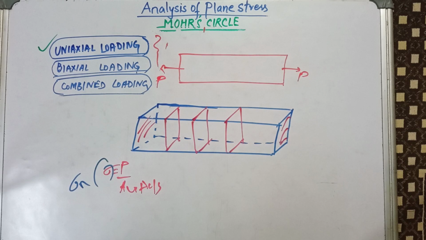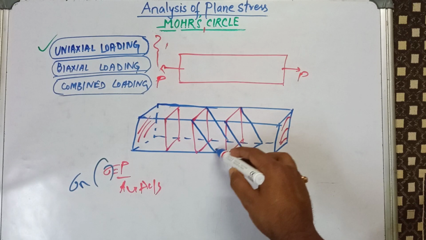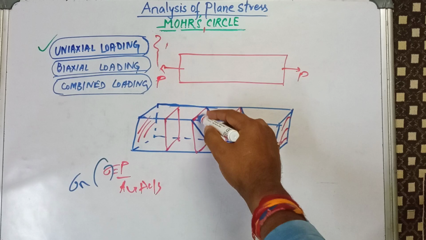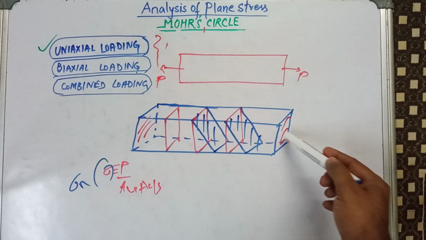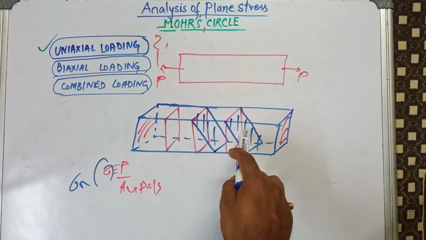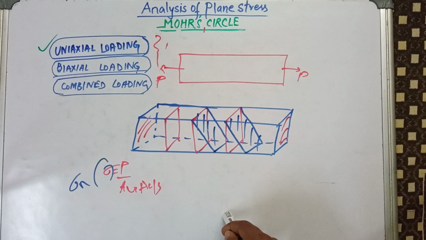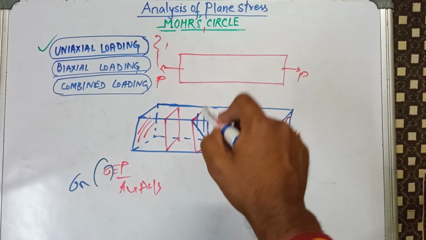But my dear, there may be planes inclined like this also. There may be planes inclined like this, isn't it? Why am I saying maybe? There are definitely planes inclined like this. In these planes, I am drawing these hatched lines. In these planes, definitely there is normal stress as well as shear stress. Shear stress may be absent in these cross-sectional planes, but in these planes, shear stress may be present. We need to find the value of the maximum shear stress, because if this material is ductile, then it is weak under shear. So what is the shear stress induced in these planes? It becomes very, very important for us.